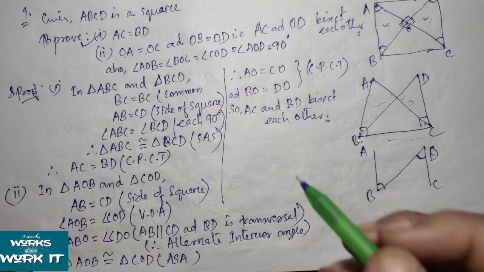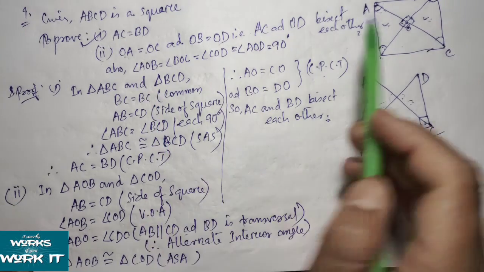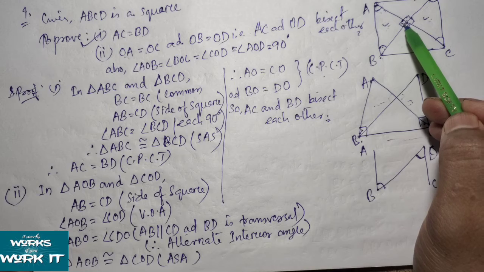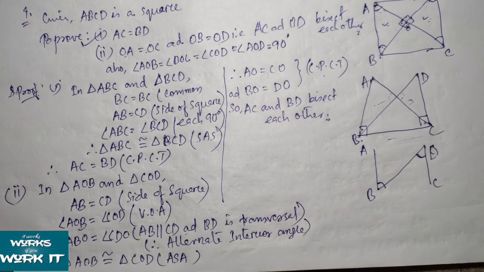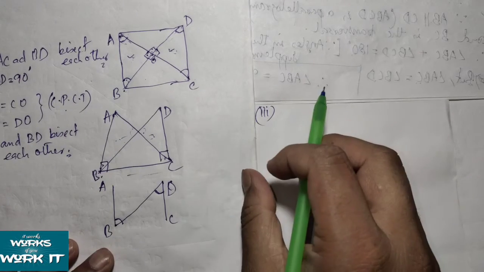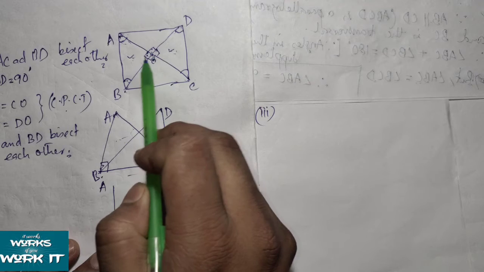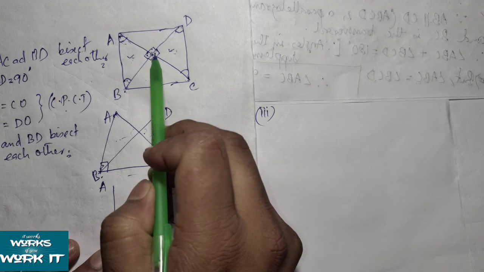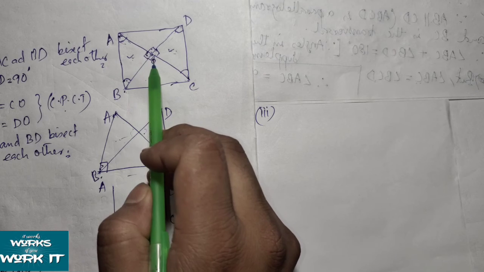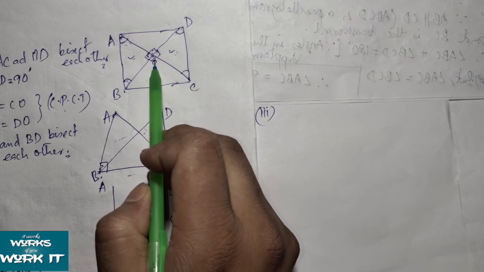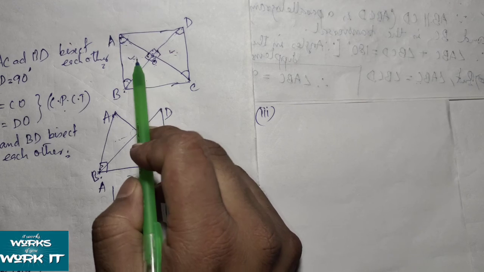Now we will move towards the last segment, that we need to show that they are bisecting each other at right angle, or 90 degree. So we will do the last part, AC and BD bisect at right angle. What I will take here is two adjacent triangles, AOB and COB, or you can say BOC.